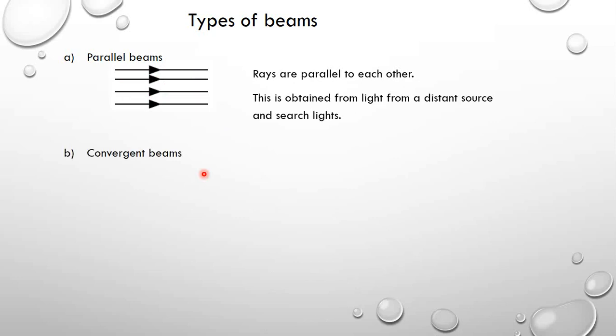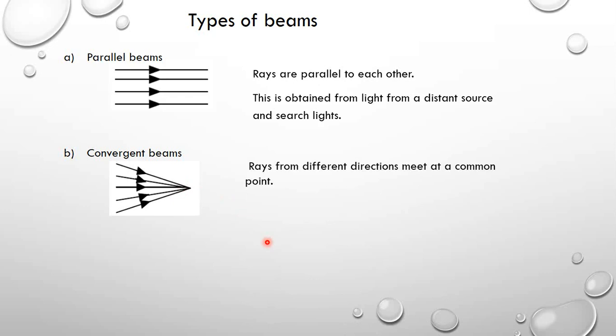Then you also have what you call the convergent beams. The convergent beam, this is where the rays from different directions converge to a common point. So it will be like that. Different directions, they are then converging at a common point.